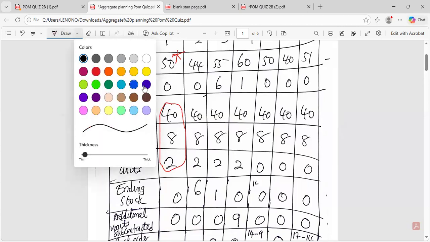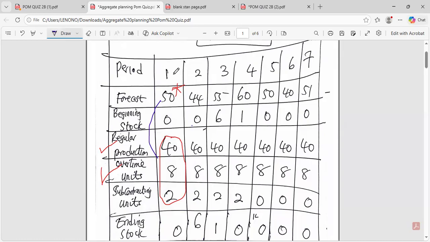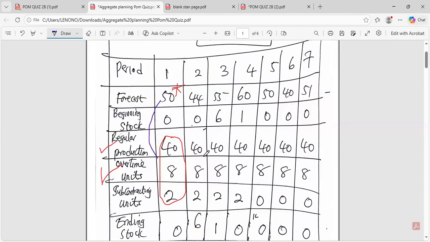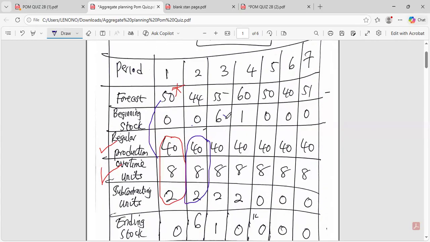So our demand forecast is 50. So here, 40 plus 8 plus 2 is 50, meaning that our ending stock will be 0, because whatever we have made meets our forecast. So for month 2, the beginning stock is 0 plus production, which is 50. The production of 50 minus the demand forecast of 44 leaves us with 6. So 6 will be our beginning stock here.